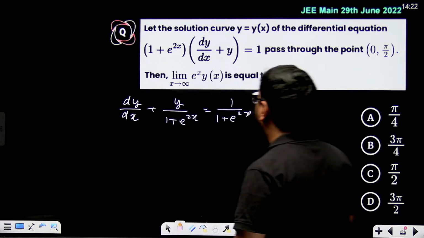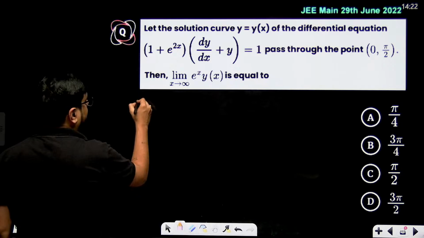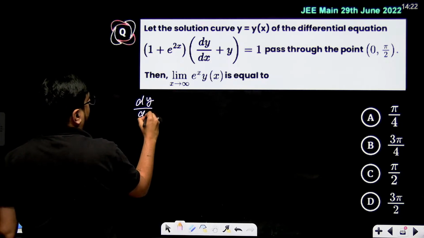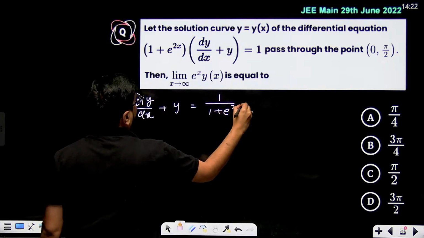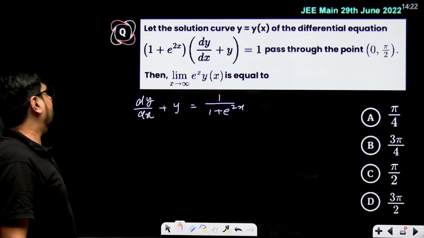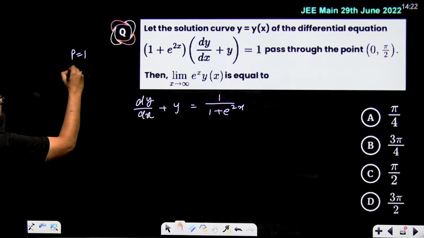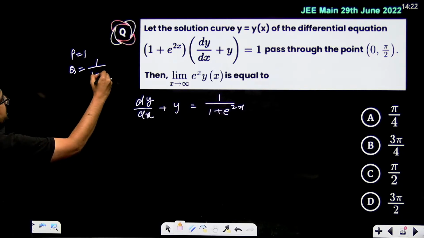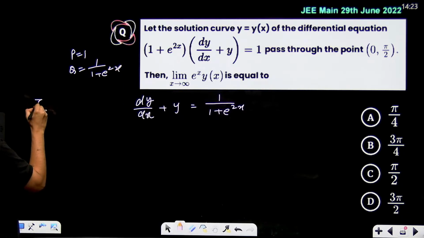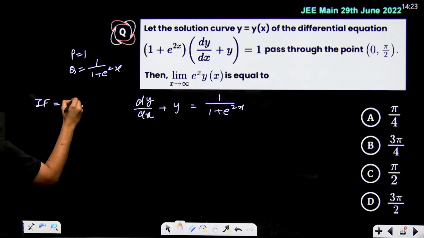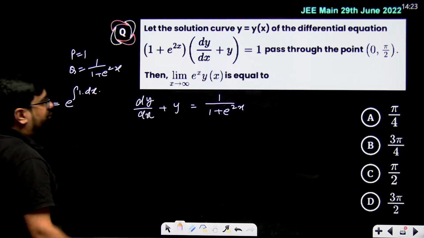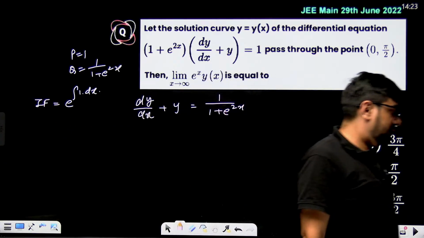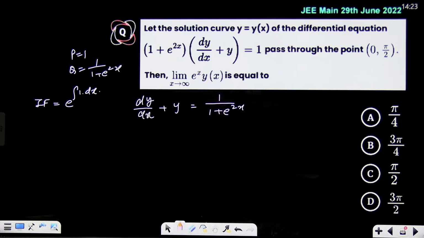Wait, ulta, something wrong I did. This is dy by dx plus y equal to 1 by 1 plus e to the power 2x. This entire thing will go. P will become equal to 1 and q will be equal to 1 by 1 plus e to the power 2x. The integrating factor will be easier in this case. E to the power integral of p dx, that means 1 dx, so e to the power x only will become your integrating factor.